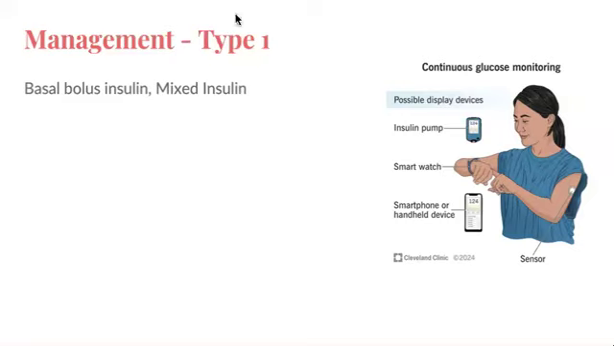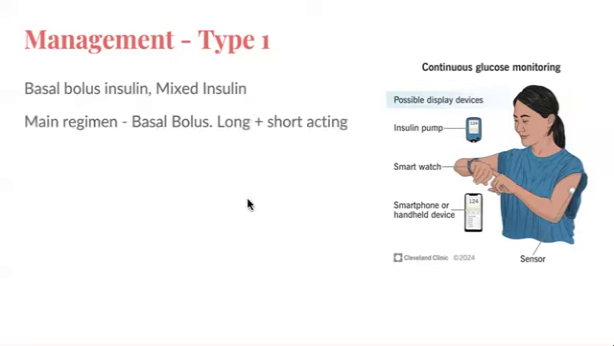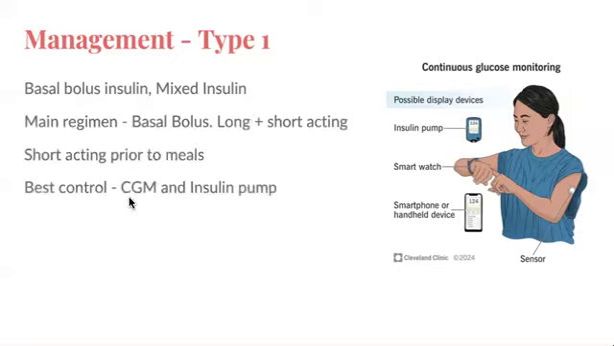Those aren't really used in type 1 diabetes. And the main regimen is basal bolus with long and short acting. So they might have long acting at the start of the day and then short acting before their meals. And then I also would just like to bring up the idea that the best control will be on the continuous glucose monitor and the insulin pump.